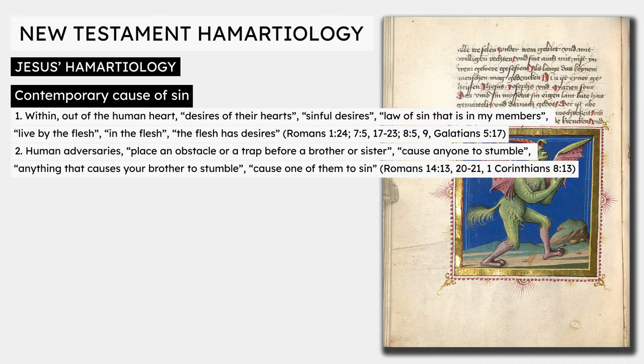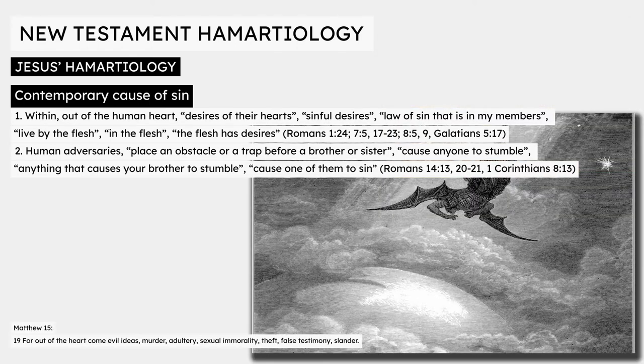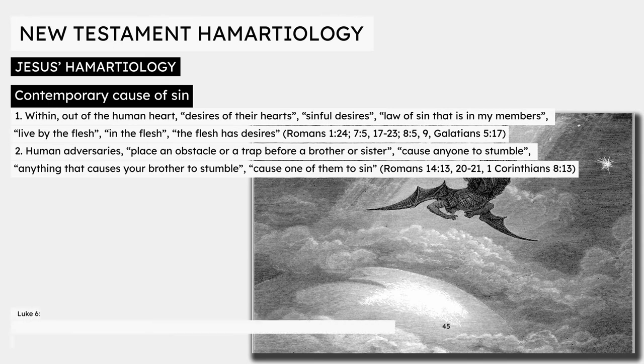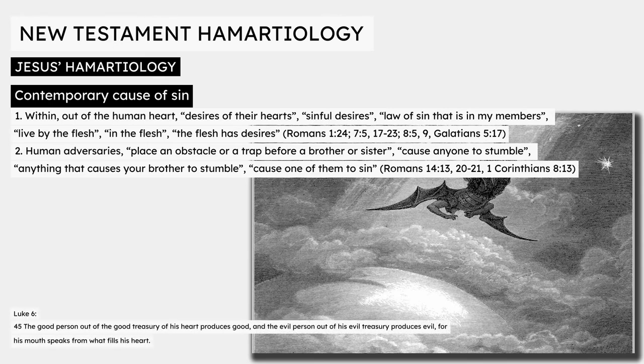In Matthew 5:28-30 and Mark 9:43-47, he warns of the danger of your hand, foot, or eye causing you to sin. In Matthew 15:19, he says, quote, "For out of the heart come evil ideas, murder, adultery, sexual immorality, theft, false testimony, slander," end quote. He says the same in Mark 7:21-23, quote, "For from within, out of the human heart, come evil ideas, sexual immorality, theft, murder, adultery, greed, evil, deceit, debauchery, envy, slander, pride, and folly. All these evils come from within and defile a person." End quote. Likewise, in Luke 6:45, he says, quote, "The good person out of the good treasury of his heart produces good, and the evil person out of his evil treasury produces evil, for his mouth speaks from what fills his heart," end quote.